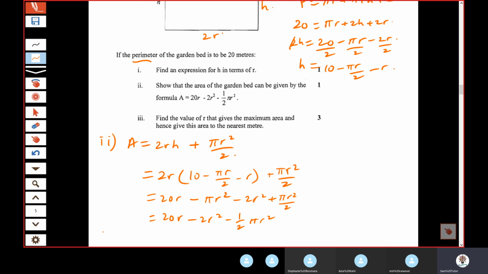Okay, triple I, I might leave that with you guys just now. Try to see if you can get 3 marks. Find the value of R that gives the maximum area and hence give this area as well. So you see how that one, you have to actually find the area as well. And then obviously maximum. So find R, show that it's a maximum, and find the area.